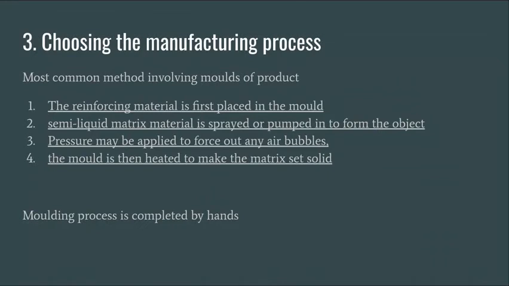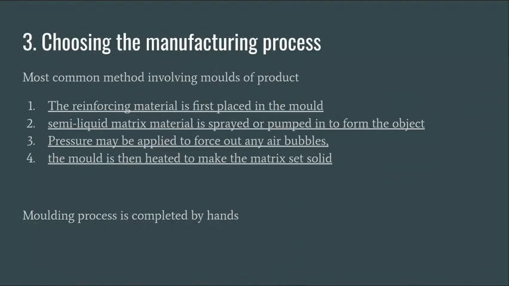This is done in either the first way with these 4 steps, or there's another process that I'm not going to make you need to know, but I think they did already mention it in a previous video that I made you watch. So the third step is choosing the manufacturing process, and the most common method is this method that we're going to talk about, and it includes molds of products.